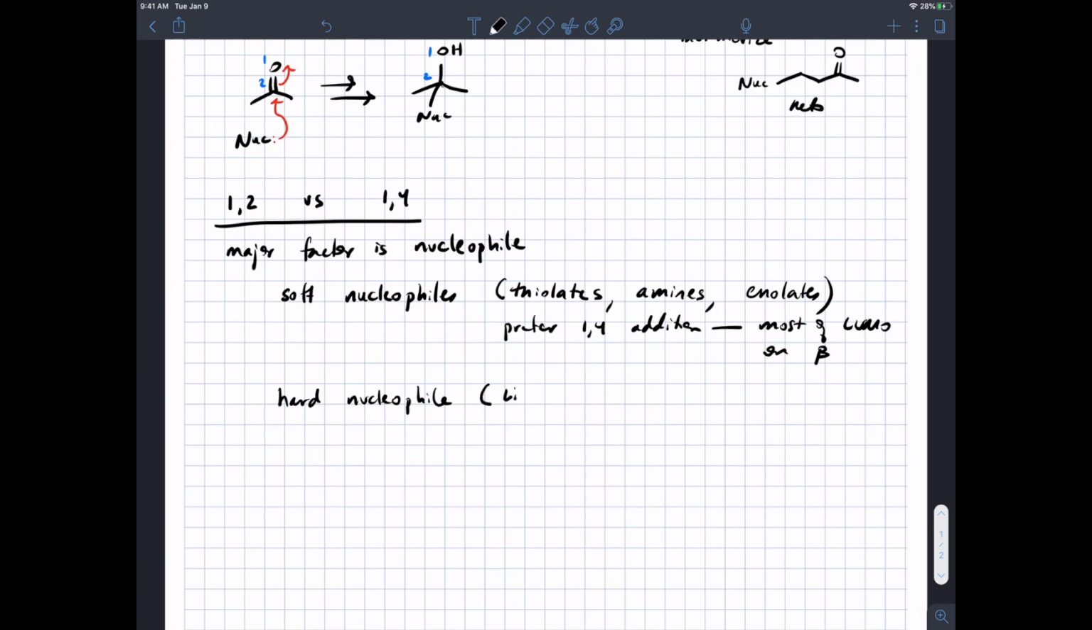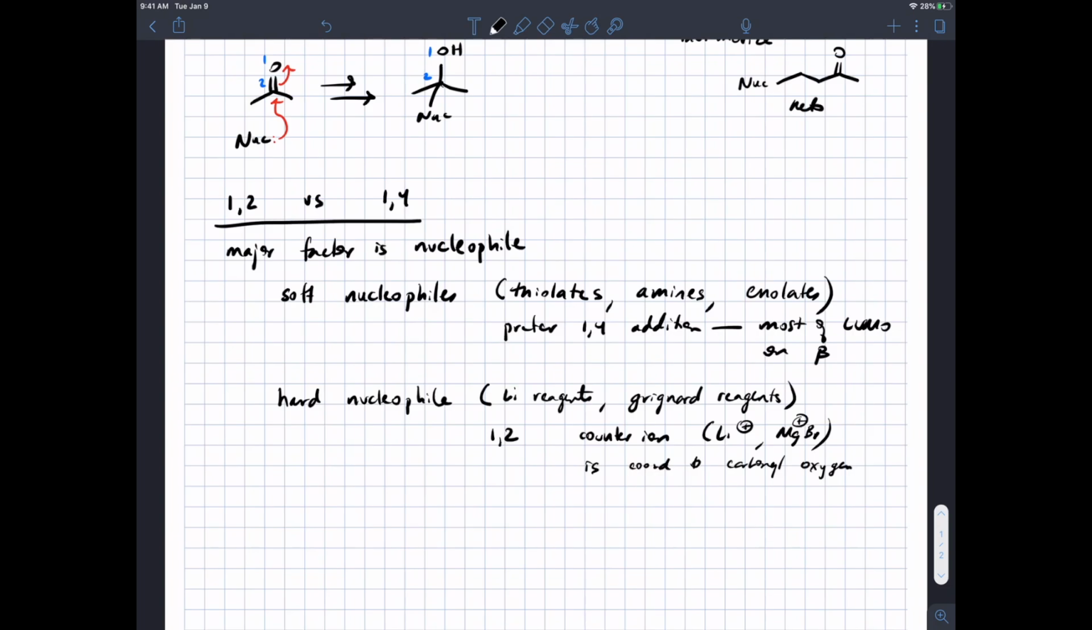These would include organolithium reagents, Grignard reagents, alkoxides probably. These prefer 1,2 addition, and in many cases it is because the counter ion, like lithium or magnesium bromide, is coordinated to the carbonyl oxygen, which tends to keep the anion close to the carbonyl carbon. So that's an interesting rule of thumb.